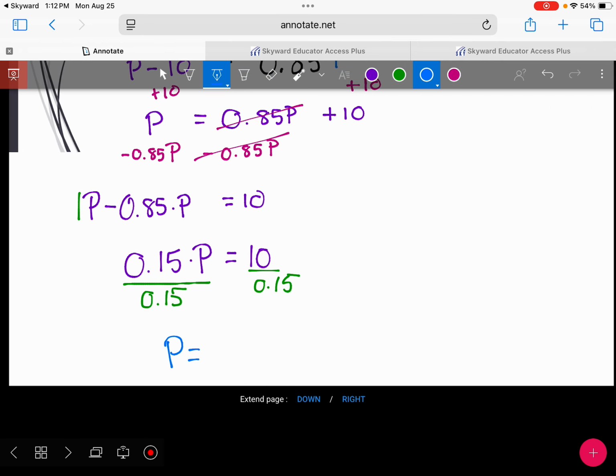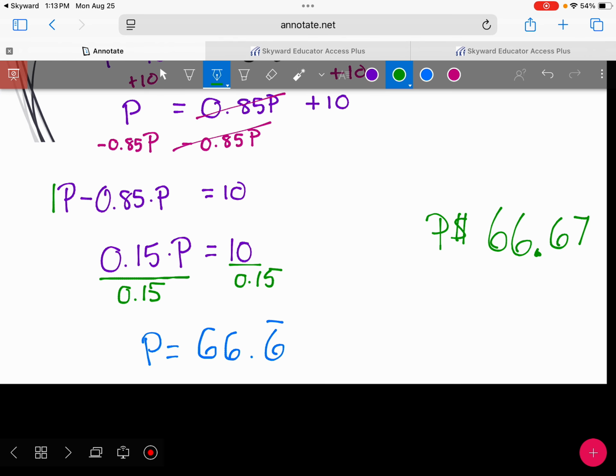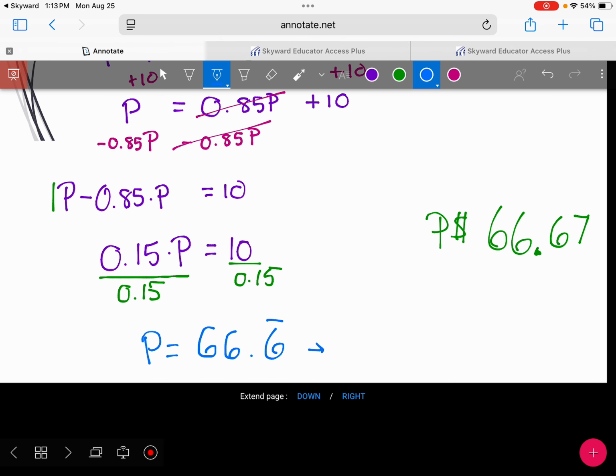So arithmetically, we would get 66.6 repeating. But this is money, so our price is $66.67. That's the exact same thing as 66.666666, and for money, we round to two decimal places.